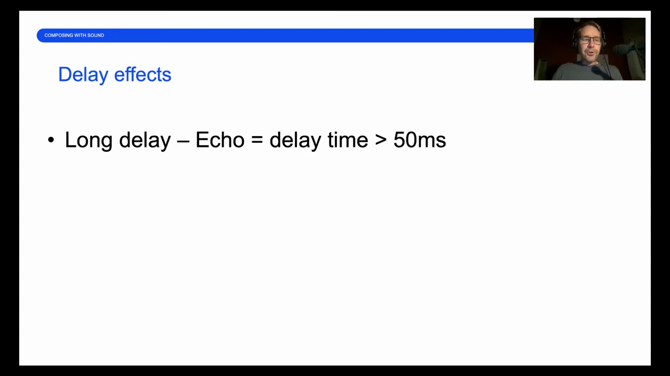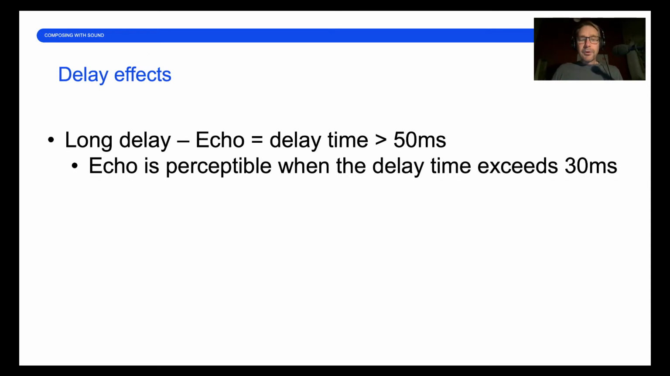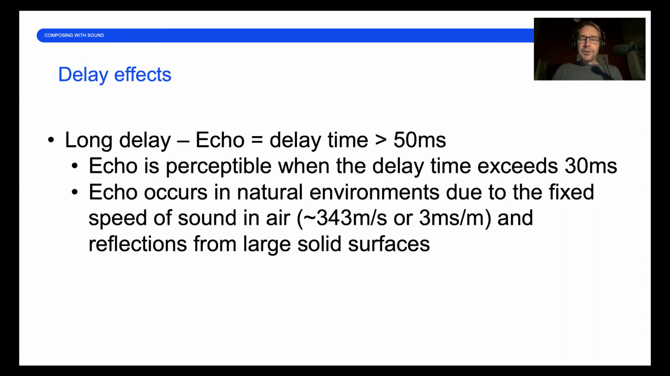Okay, just to recap. Long delays, or echo effects, occur when the delay time is greater than 50 milliseconds. Echo is perceptible when the delay time exceeds a threshold of about 30 milliseconds. Echo occurs in natural environments due to the fixed speed of sound in air, which is about 343 meters per second, or roughly 3 milliseconds for every meter that the sound travels.